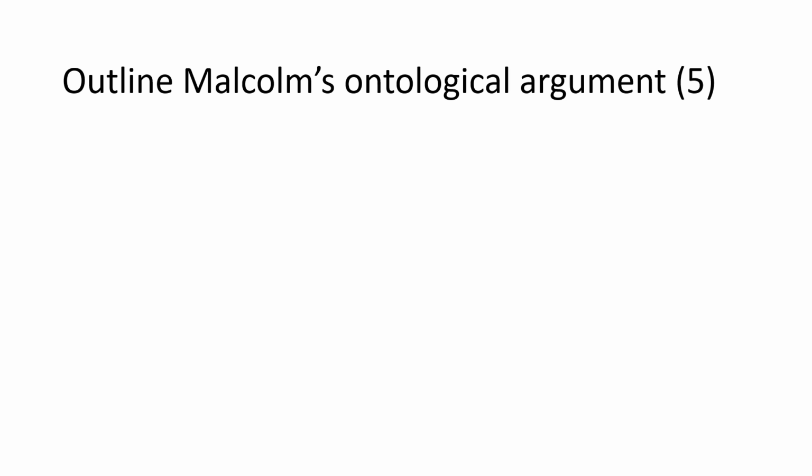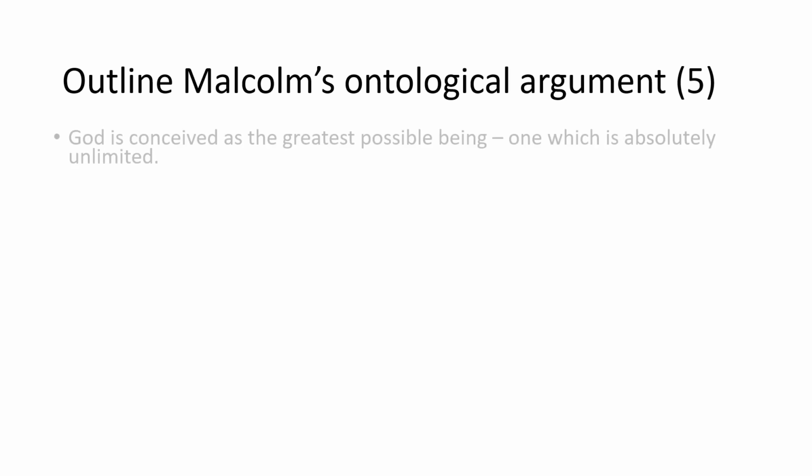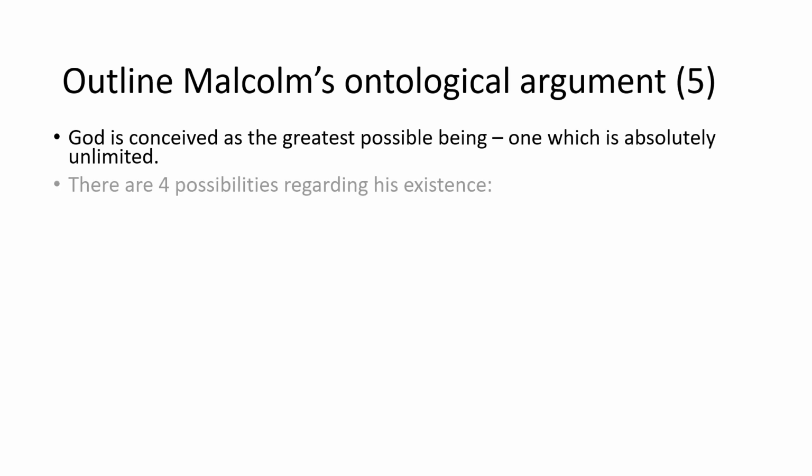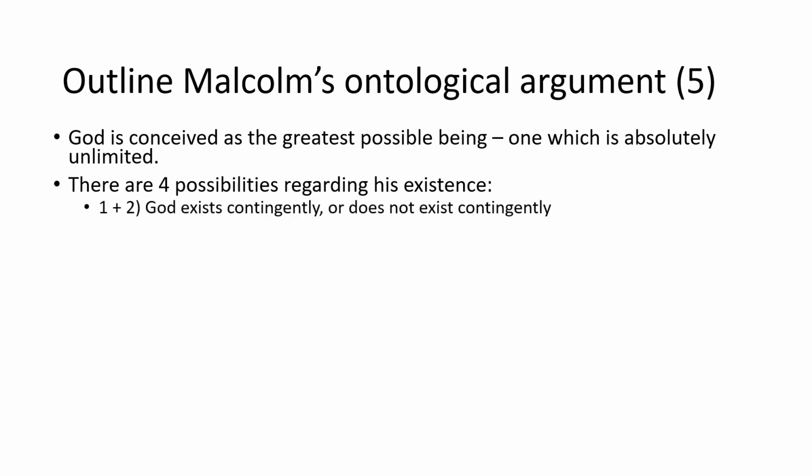So how does Malcolm make use of this distinction? Well, God is conceived then, on Malcolm's view, following Anselm, as the greatest possible being, one which is, in Malcolm's words, absolutely unlimited. There are four possibilities regarding his existence. The first and second involve God existing contingently or not existing contingently. It is the case for the first possibility that God exists, but he might not have existed. And on the second possibility, he doesn't exist, but he might exist.